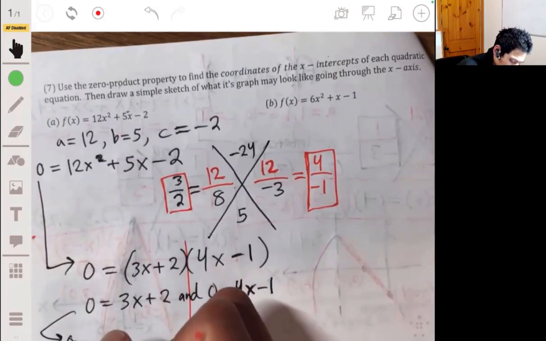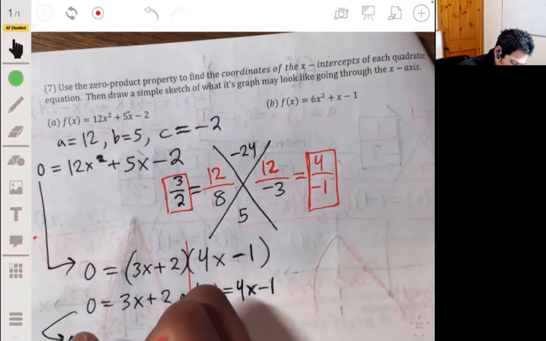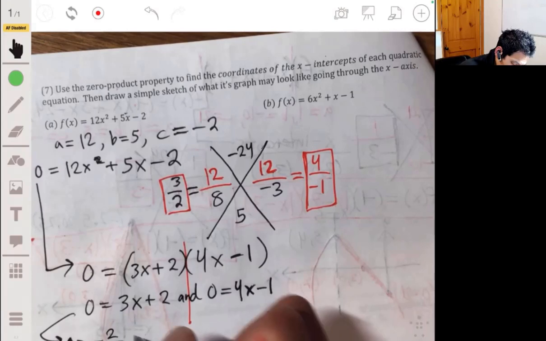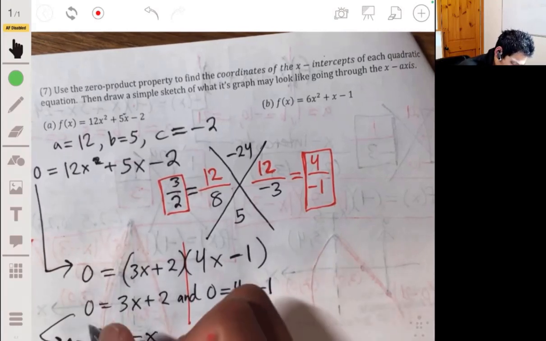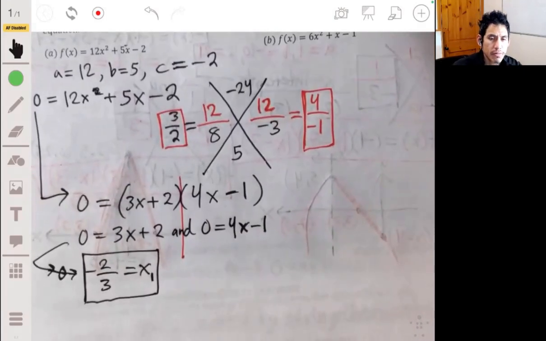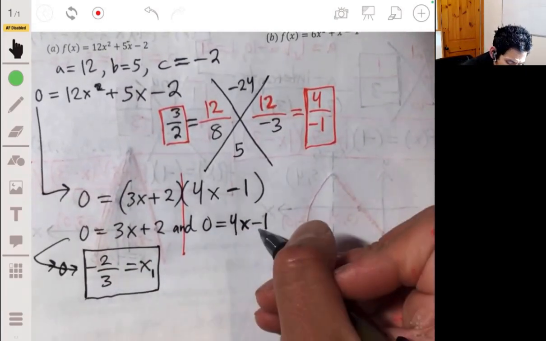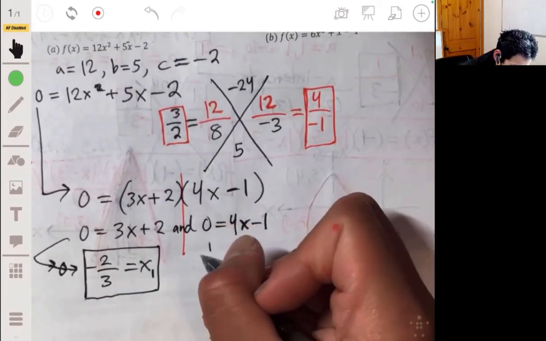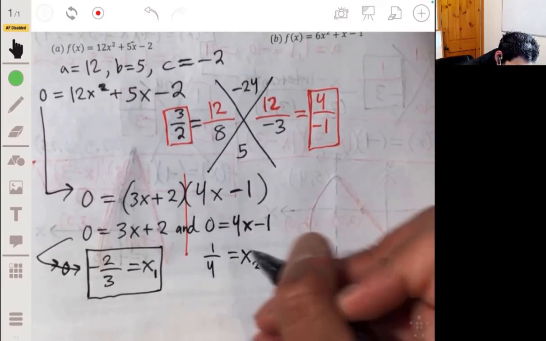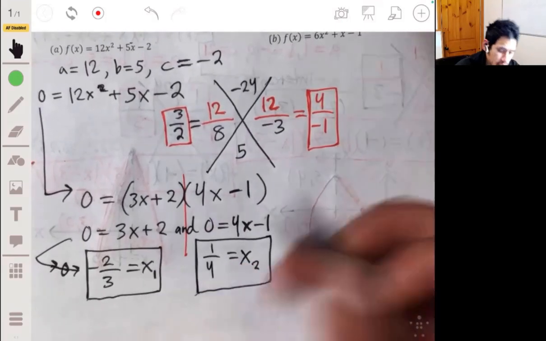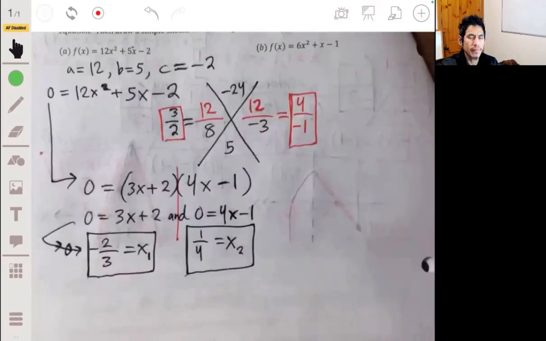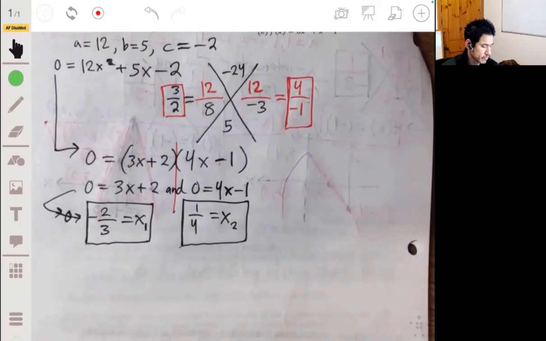Solving this, we get -2/3 is equal to x. We'll call this x1. This would be our first root, our first zero. Negative 2/3. And here, add 1 divided by 4. We'll get 1/4 equals x, and we'll call this one x2. So these are our two zeros. And I like to name zeros.